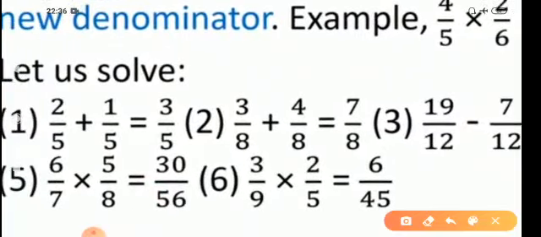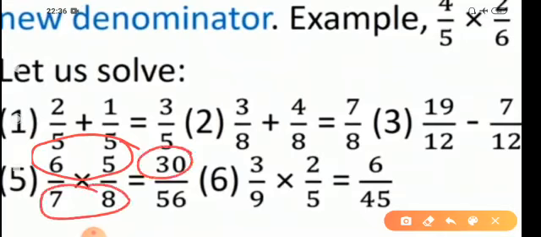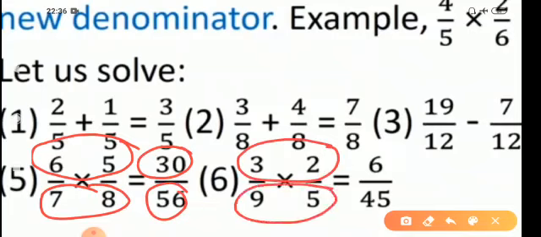Now multiplication of two fractions. 6 upon 7 multiplied by 5 upon 8. In this, multiply the numerators, 6 5s are 30, and multiply the denominators, 7 8s are 56. So our answer is 30 upon 56. In the sixth example, 3 upon 9 multiplied by 2 upon 5. Now 3 2s are 6. Let us multiply the denominators, that is 9 5s are 45. So our answer is 6 upon 45.